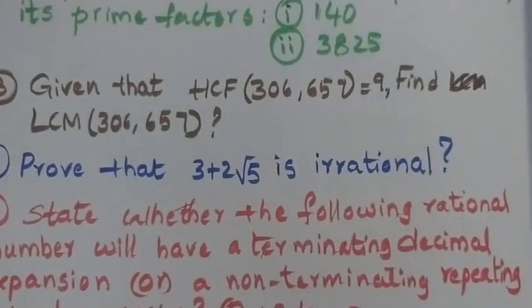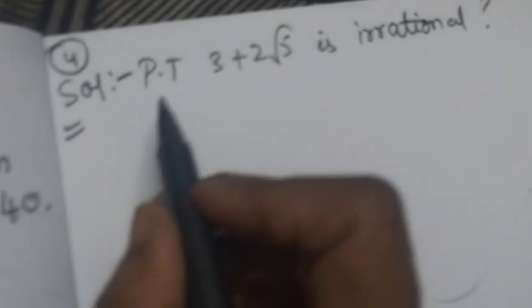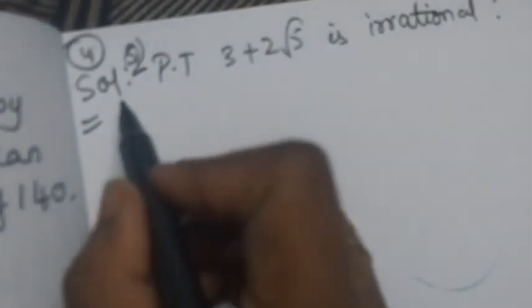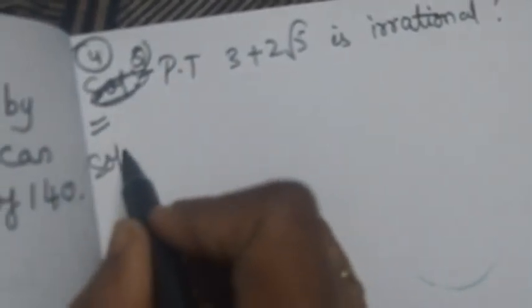See, prove that 3 plus 2 root 5 is irrational. Okay, we have to prove that 3 plus 2 root 5 is irrational. Solution, fourth question. Prove that 3 plus 2 root 5 is irrational. I am writing the question here. See again what is given here. Prove that. Solution here.